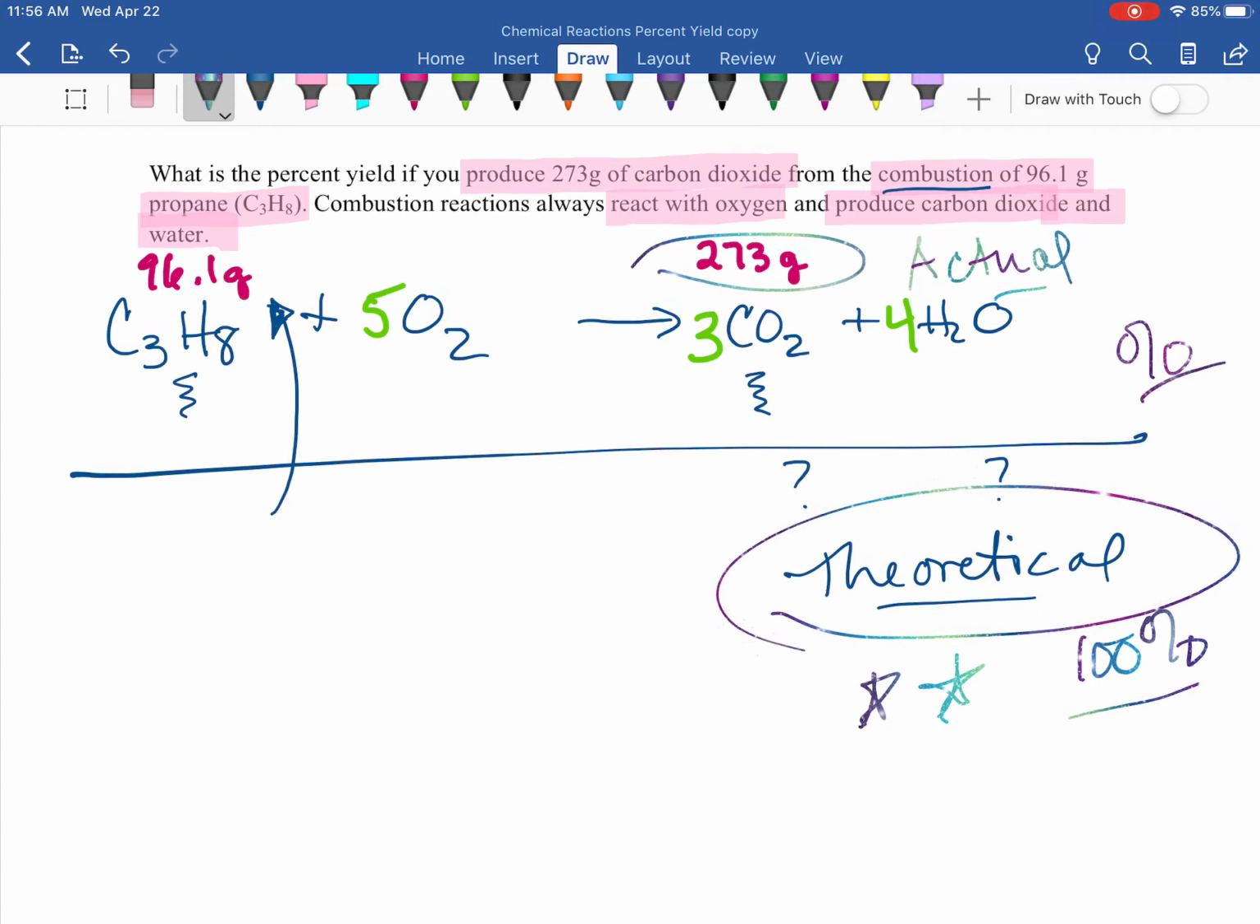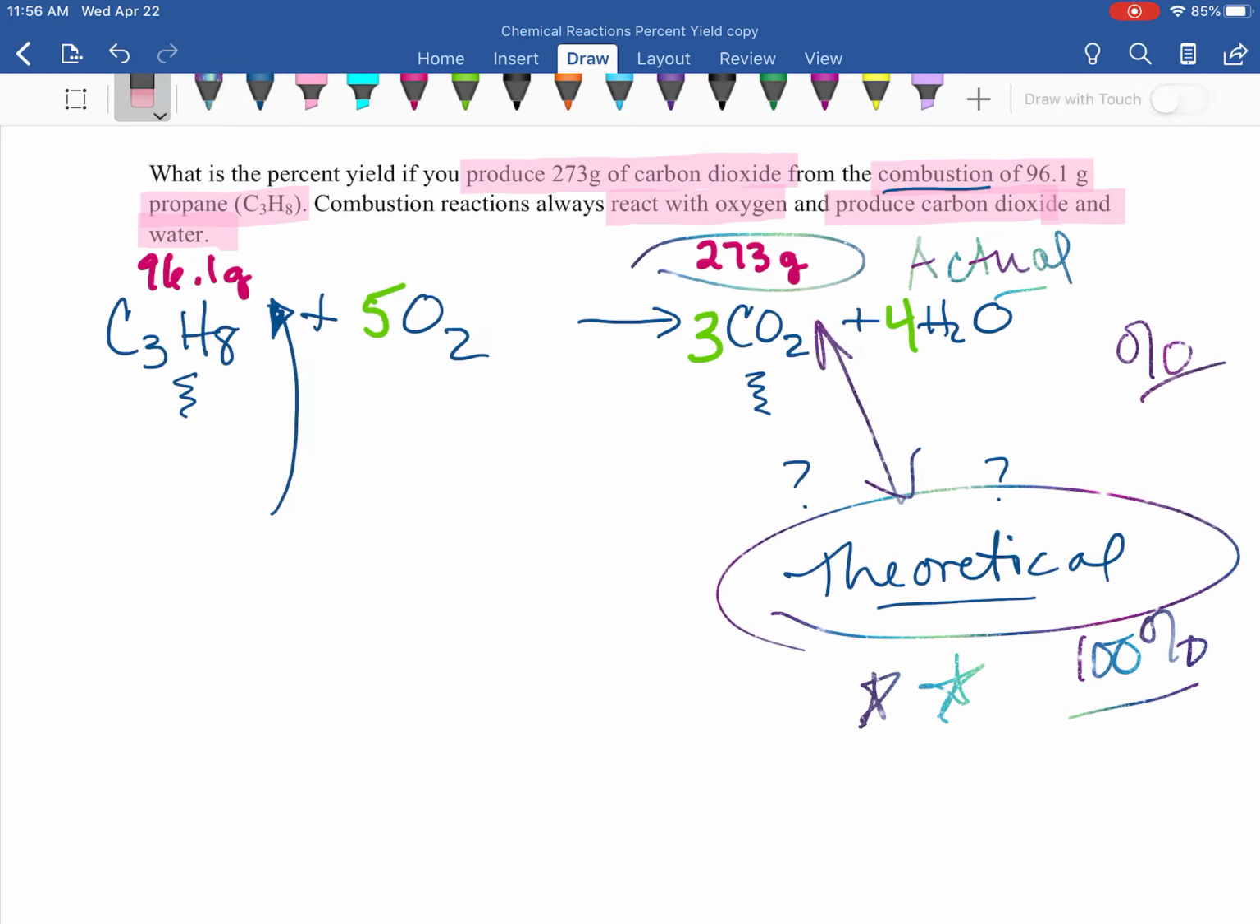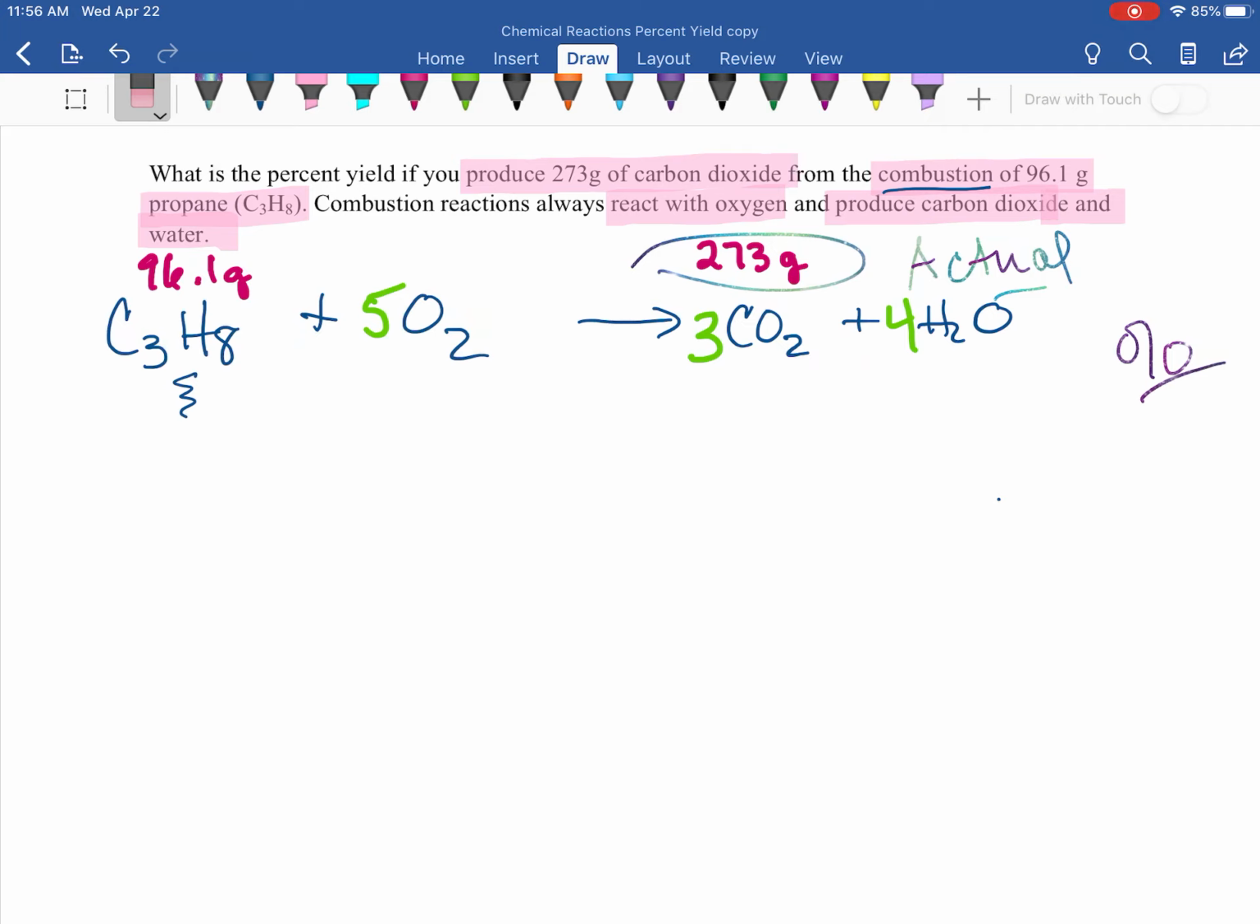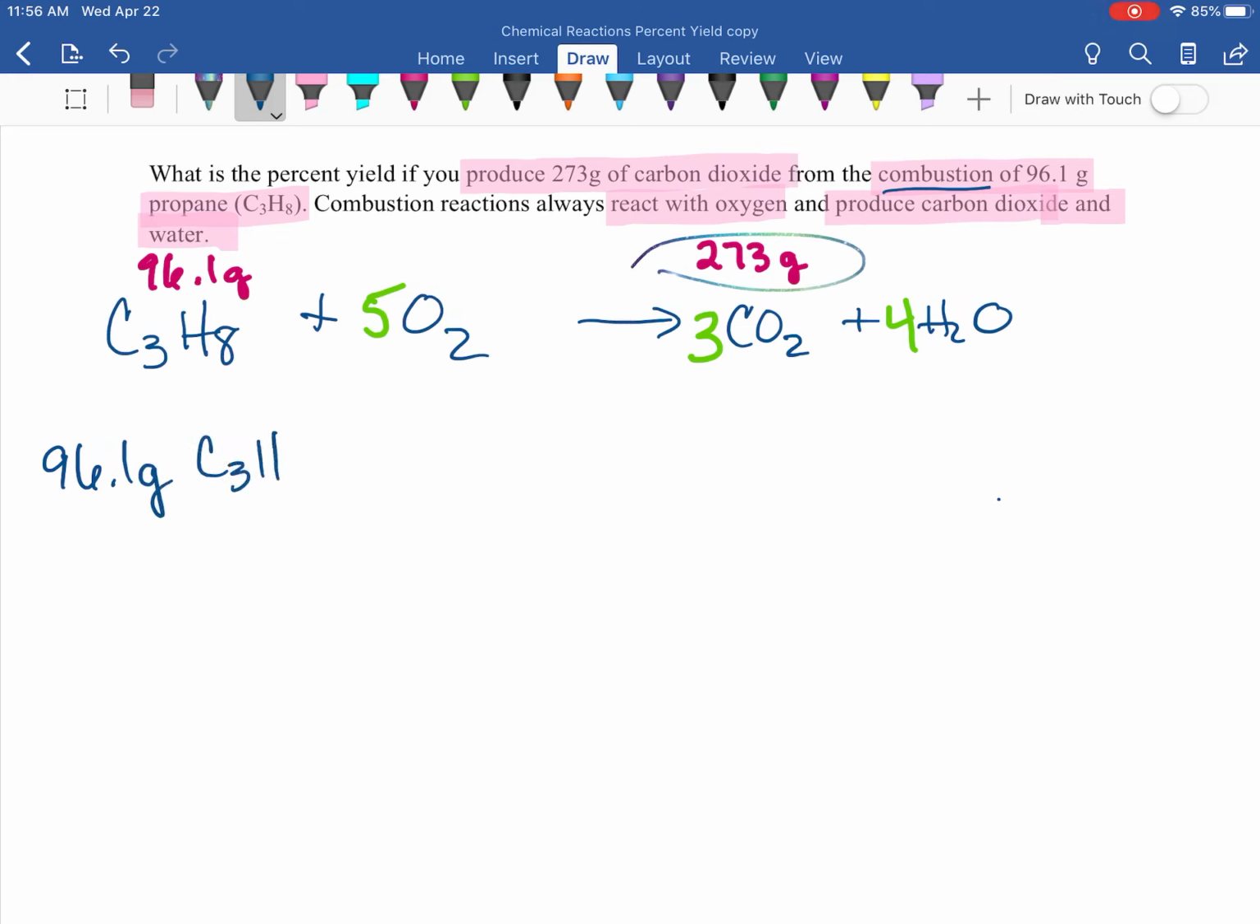So how do we compare the two? It's very typical to take a percent. So we can't do anything in this example until we actually calculate the theoretical, because we need to compare these two numbers. So let's turn right around and calculate what we already know how to calculate. Let's start with calculating the theoretical. How much could we possibly make from that propane?